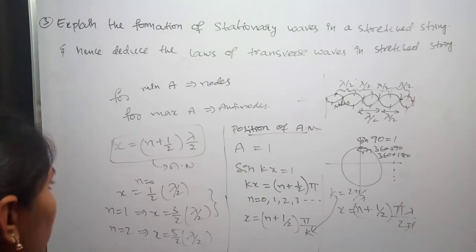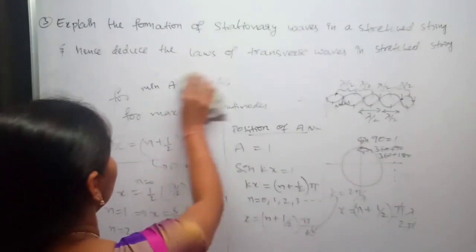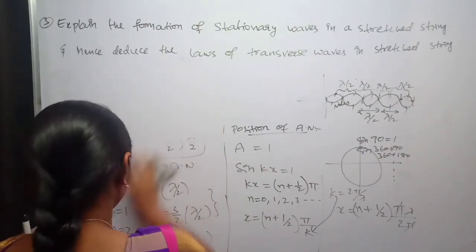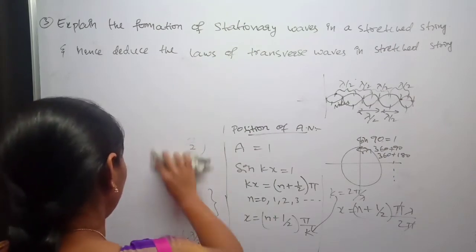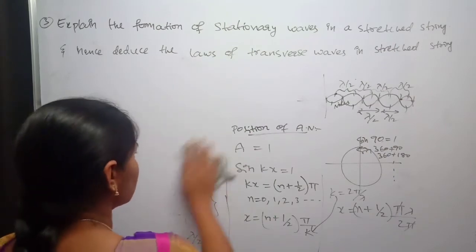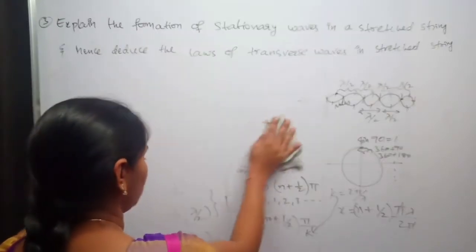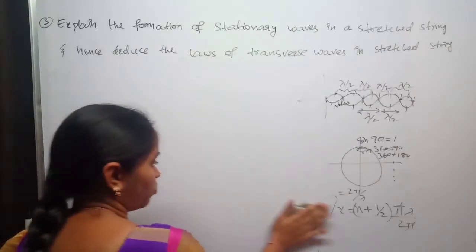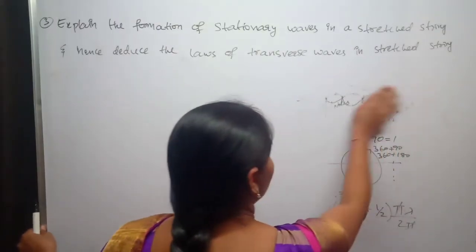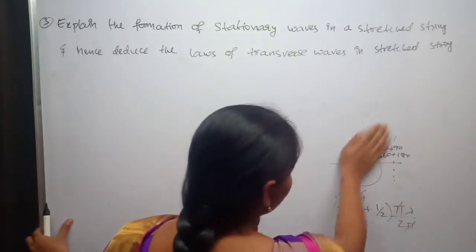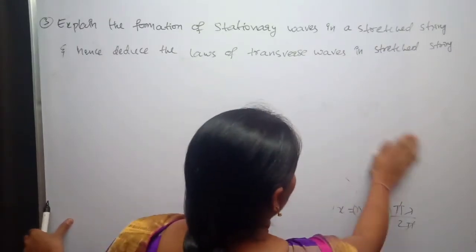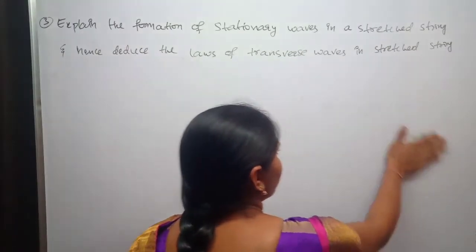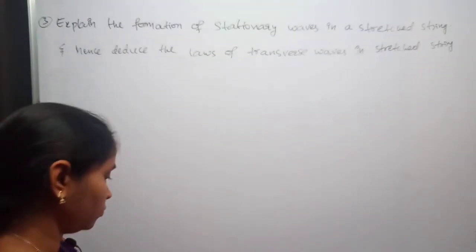And now let's find out the frequencies at which stationary waves are formed in a stretched string. Keep the heading: frequencies at which stationary waves are formed in a stretched string. You have to remember one point: always the distance between any two successive antinodes or any two successive nodes will be equal to lambda by 2.